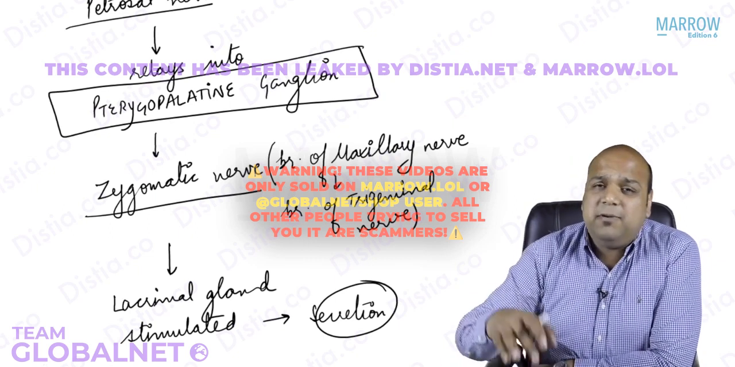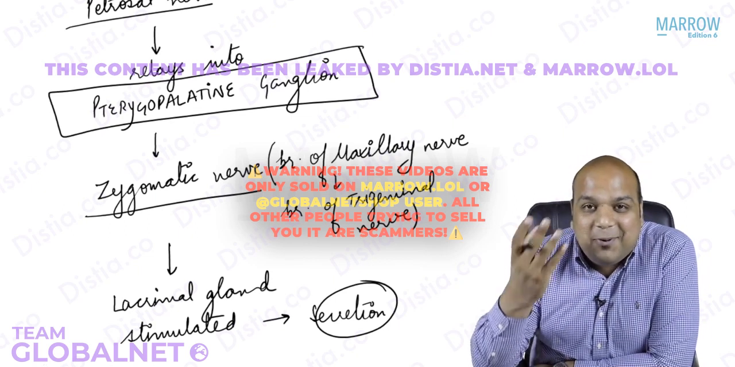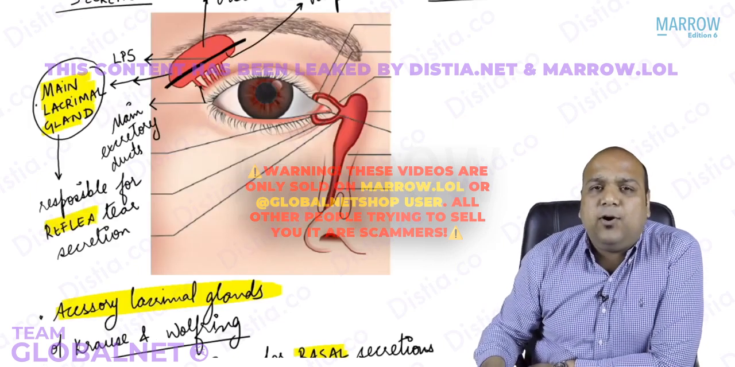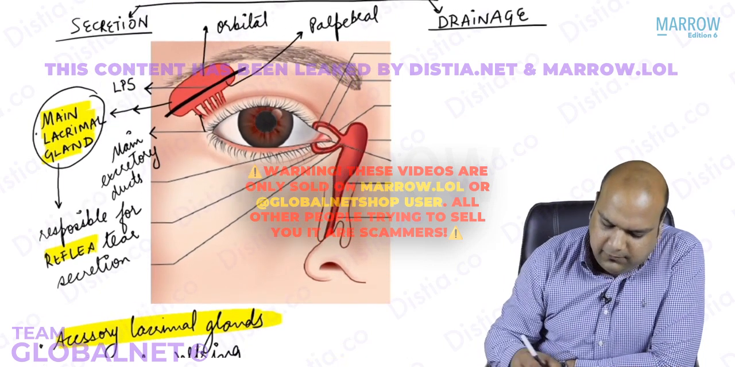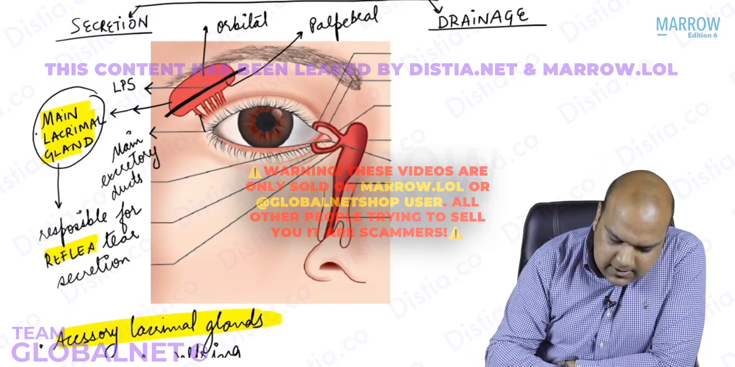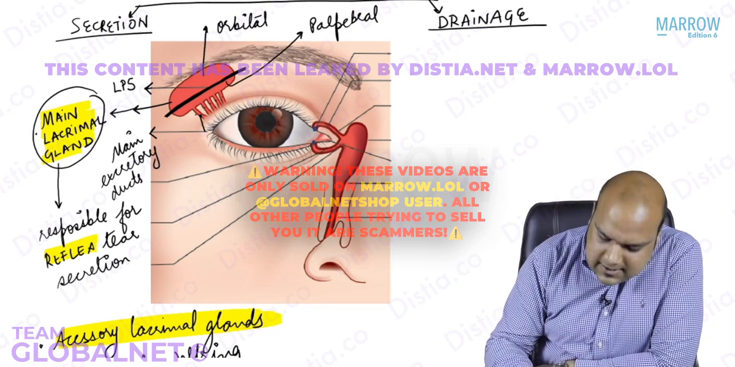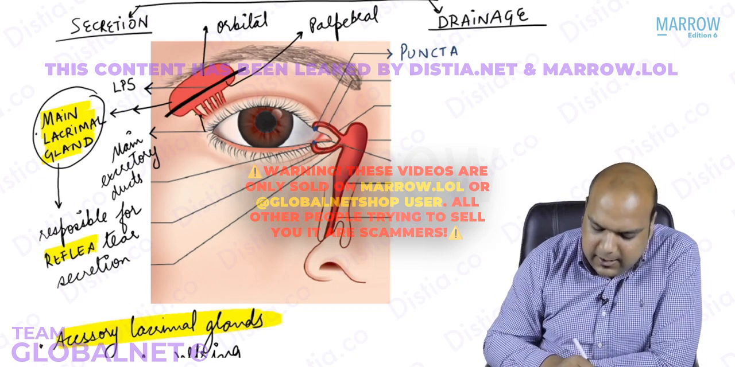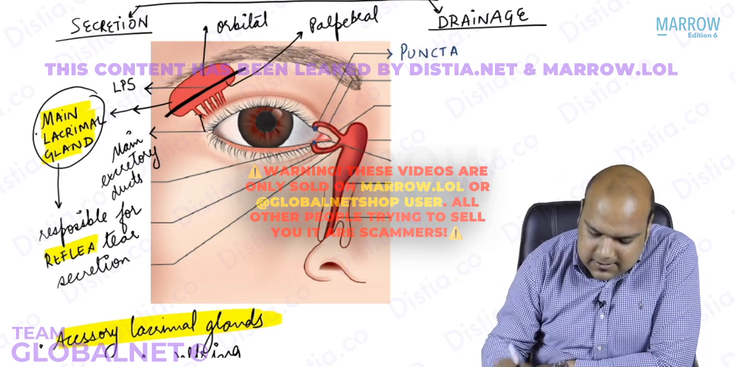Once the tears have been secreted, now there needs to be drainage. If there is no drainage, there will be over secretion, over watering. So let us see through the image again. What is the pathway for drainage? Drainage of tears starts from this point. What is this point? This is the puncta. There is a puncta in the upper eyelid and a puncta in the lower eyelid. If you've never seen a puncta, see this image.